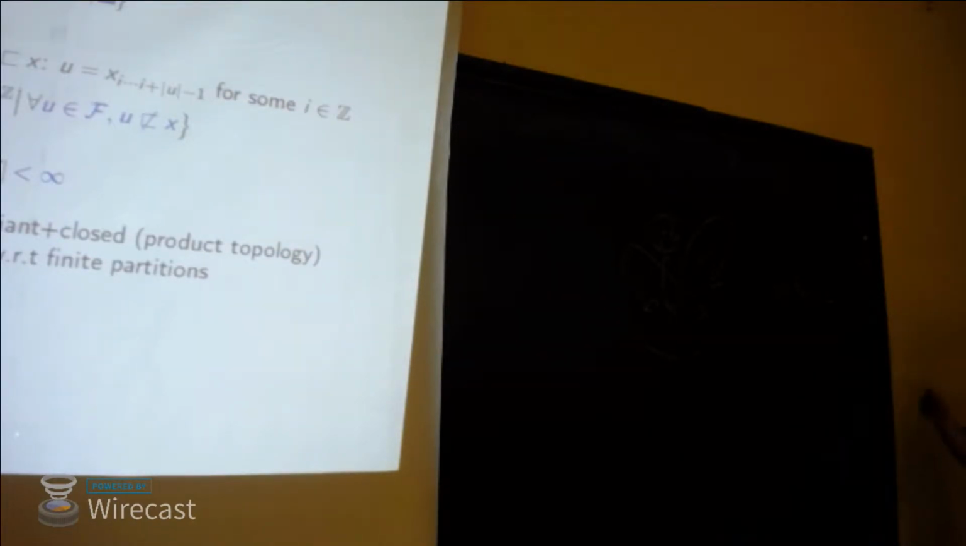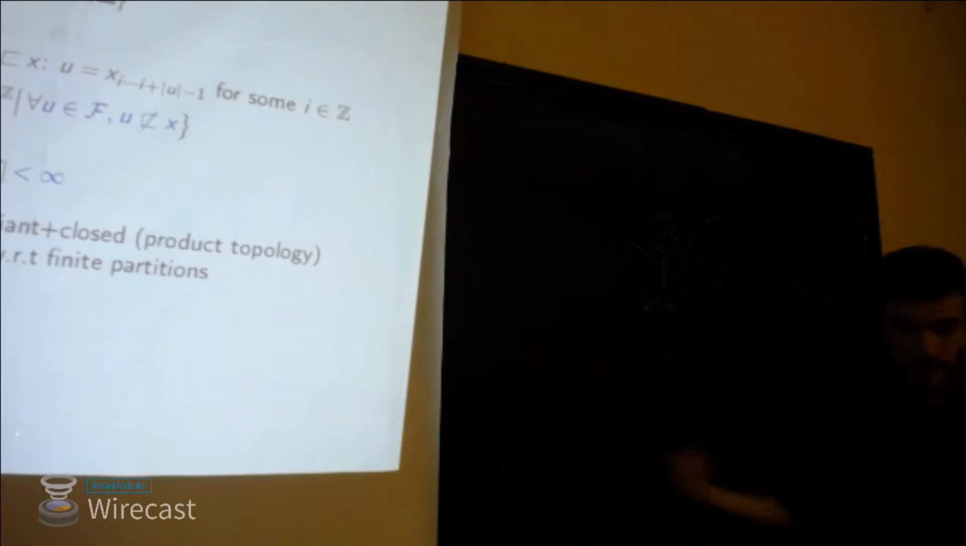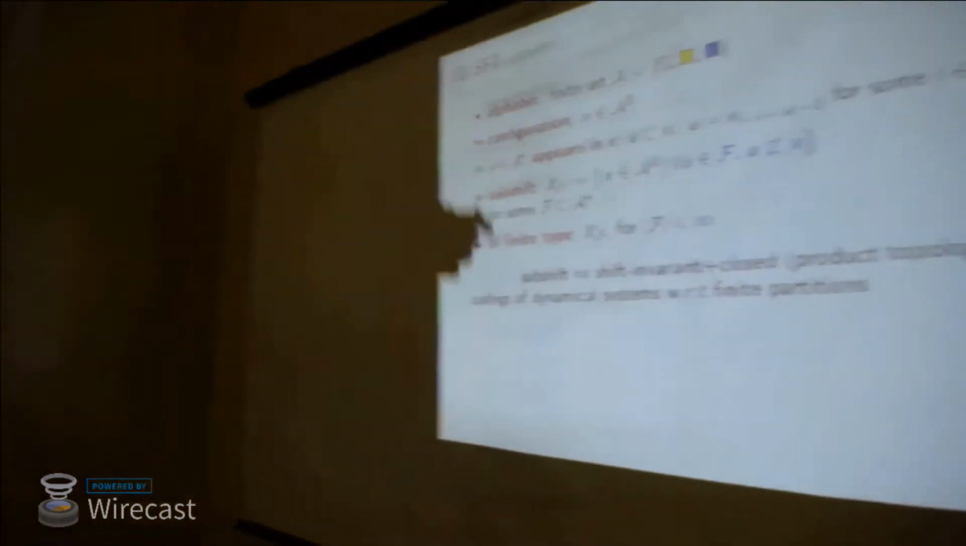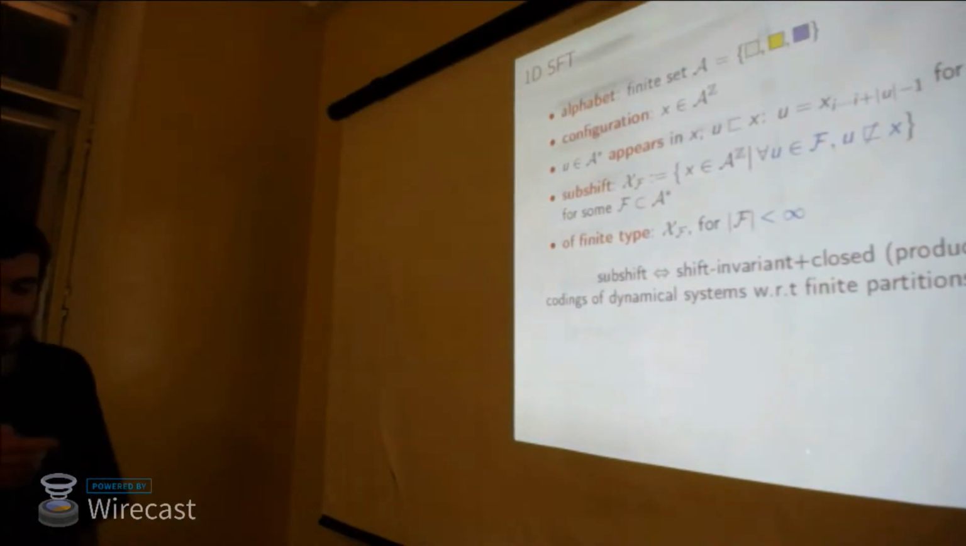which keeps some information about the system. Depending on the partition we choose, it can keep a lot of information, but often it's much simpler to study. Yes? Why do you use only 3 boxes? It's an example, sorry. It wasn't that clear, but it's an example.